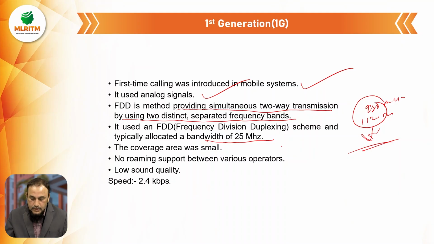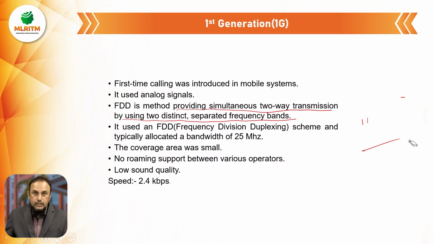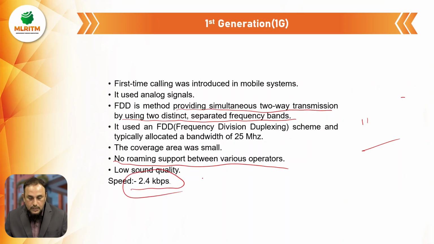The coverage area in the first generation is very small. First generation technology cannot cover a large area. In this technology there is no roaming support between various operators. It also has low sound quality, and the speed of first generation technology is 2.5 kbps.